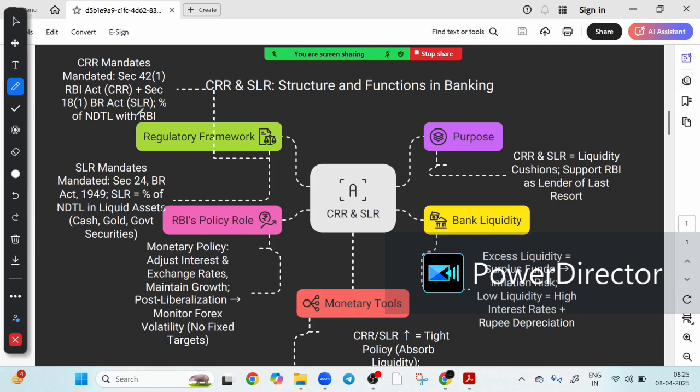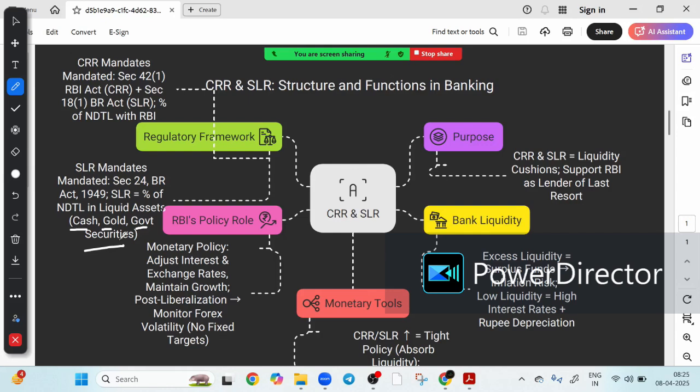Now friends, if you come to the SLR, the statutory liquidity ratio, it comes under Section 24 of the BR Act. Remember, CRR Section 42, SLR Section 24 of the BR Act. It requires banks to hold a part of their NDTL in liquid assets. What are the liquid assets? Like cash, gold, government securities. These are called liquid assets, right?